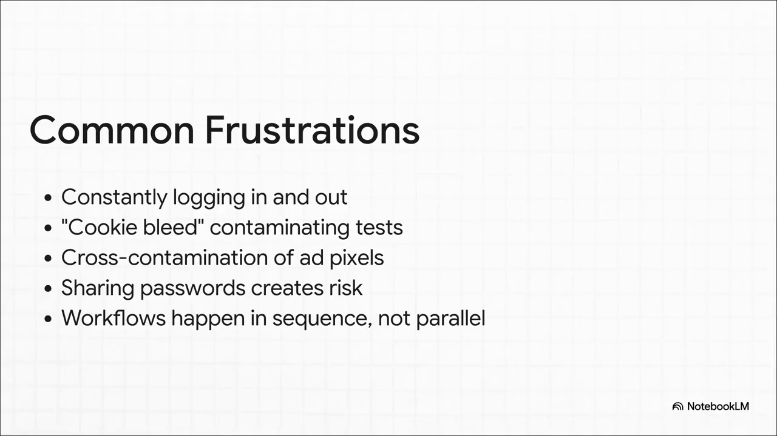And these frustrations, they're pretty much universal, right? You've got the constant mind-numbing cycle of logging in and out. Then there's this thing called cookie bleed, where data from one session leaks into another, totally wrecking our A/B tests and ad pixels. We end up sharing passwords with our teammates, which is a major security no-no. And maybe the worst part? Our work becomes sequential, one thing at a time, instead of working in parallel. It's just slow. So what do we do?